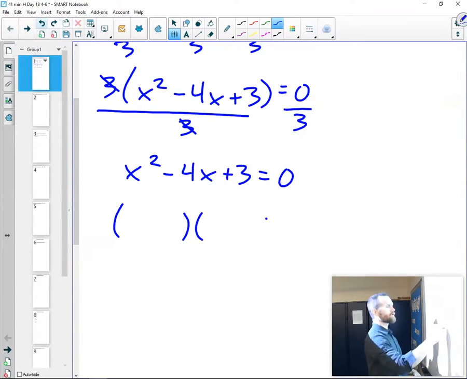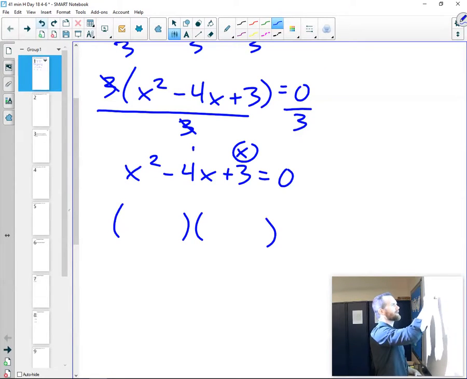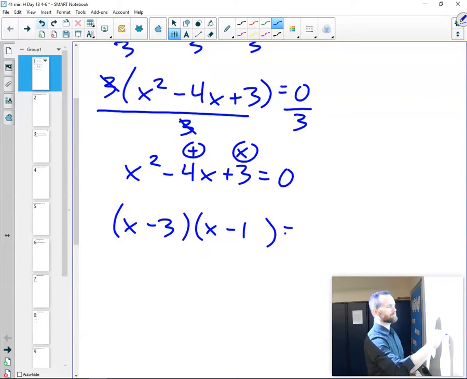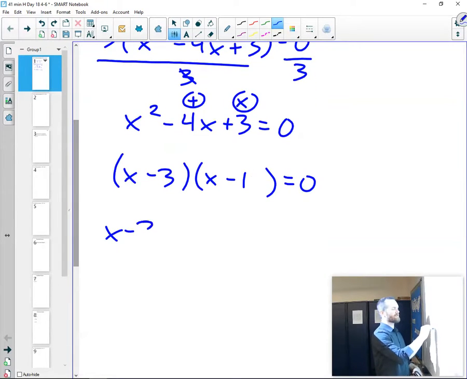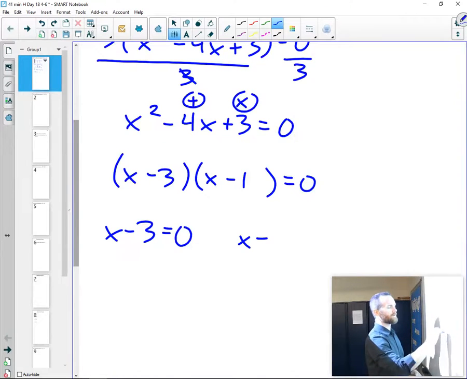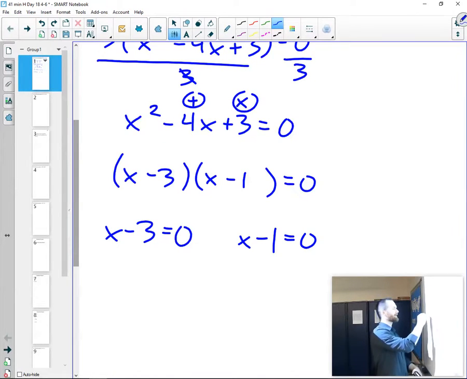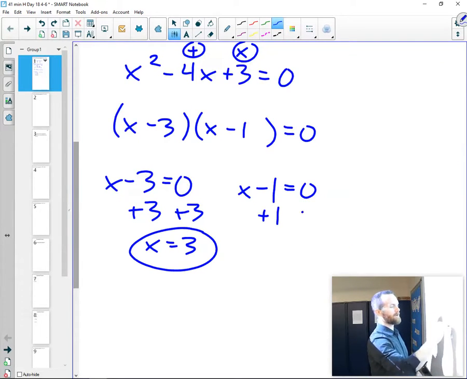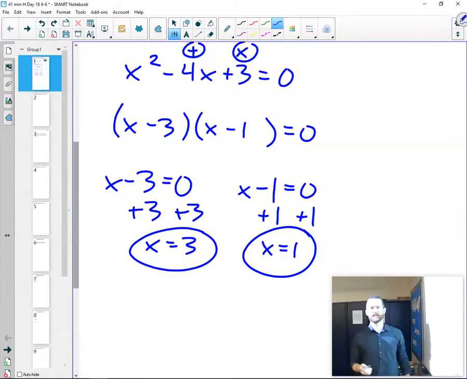Let me see. We want two numbers that multiply to get positive 3 and combine to get a negative 4. That's going to be a negative 3 and a negative 1. Now we just use the zero product property. x minus 3 equals 0. x minus 1 equals 0. And then hopefully you can skip this step. I'm going to show all my work though. Add 3 to both sides. x equals 3. Add 1 to both sides. x equals 1. So x equals 3 and x equals 1. That's how you can do it solving by factoring.